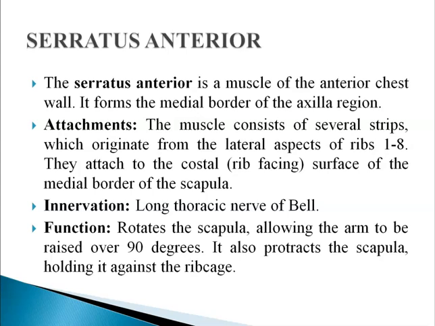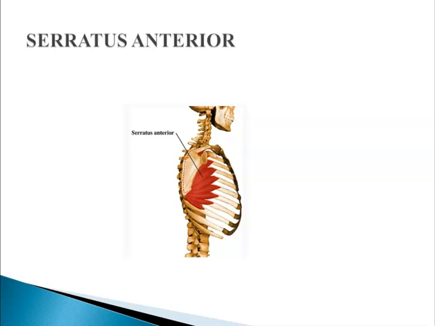The action of this particular muscle serratus anterior is that it rotates the scapula and allows the arm to be raised beyond 90 degrees. It also protracts the scapula and holds it against the rib cage. Paralysis of this particular serratus anterior muscle can lead to winging of the scapula. So this is the picture depicting the serratus anterior.